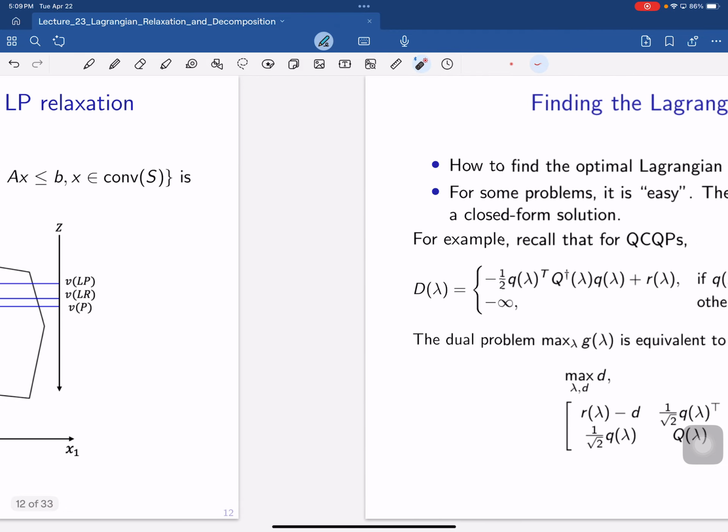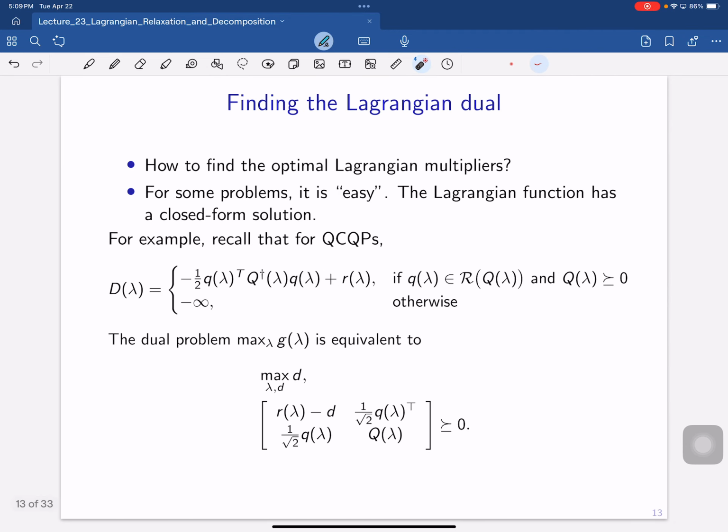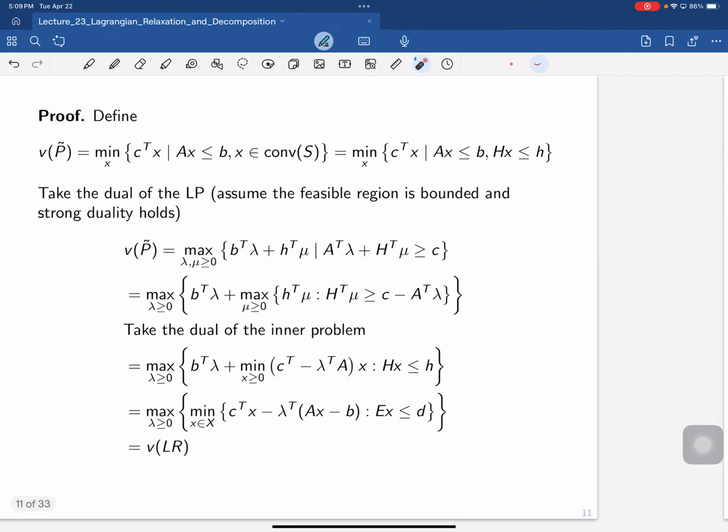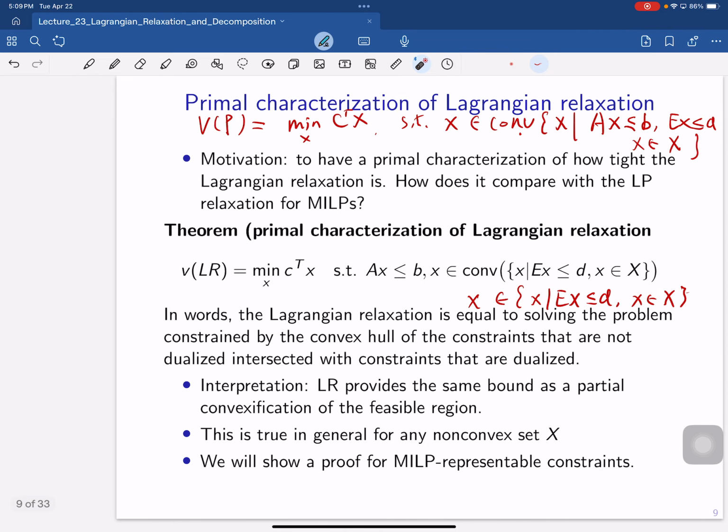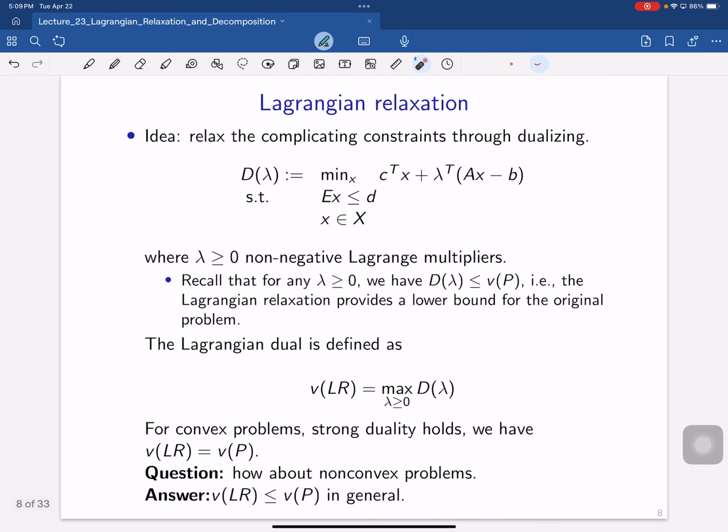Okay, so the next step, let's talk about how to solve the Lagrangian dual, right? Essentially, how do you solve this maximization problem? You want to find a lambda that maximizes the relaxation you created. Does anyone remember what we did for convex problems, or for some special case of convex problems, like for a linear program, to get the Lagrangian dual?